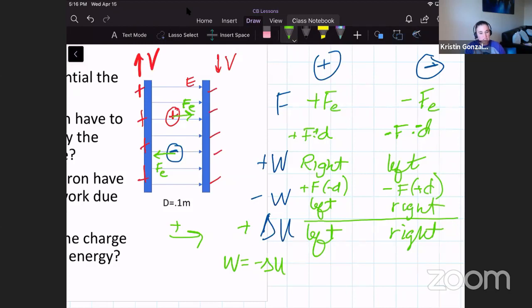Okay, so those are some main things I wanted to point out with you, because sometimes looking at these fields and the charges and the work and the energy can get really confusing. But if you put the analogy with the gravitational fields, it's really easy to remember. If you lift a box up, you're doing positive work, but gravity is doing negative work on it. And anytime you're lifting it up, it's gaining potential energy.